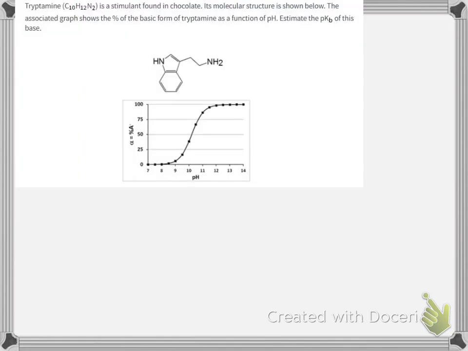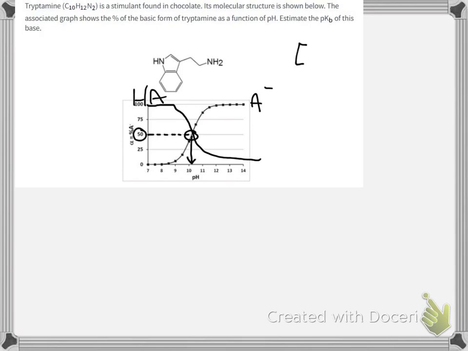Okay. Next question. So we talked about this in class. Here it is only showing the A minus, right? But we could imagine that we could draw the corresponding HA version. It's going to be terrible, but this would be HA, and this is the A minus, the base part. And the question is, what is the pKb? Estimate the pKb.